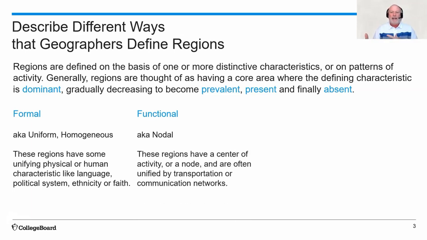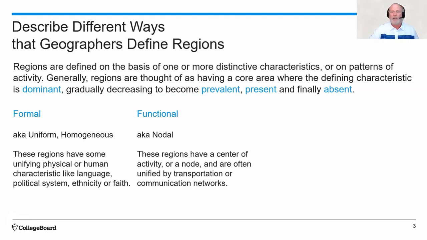And so what we see is that that node will be the center, or like I said, the hub of that activity. And then you can see the extent of the activity, and where the activity is no longer being done, then you know you're no longer in that functional region.